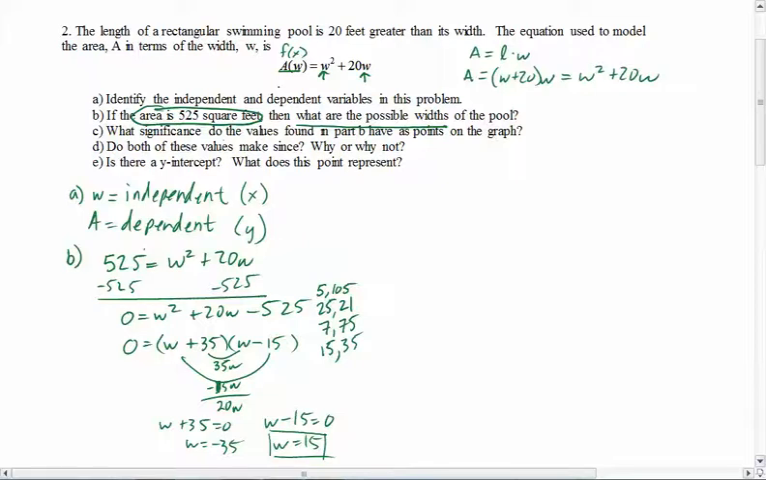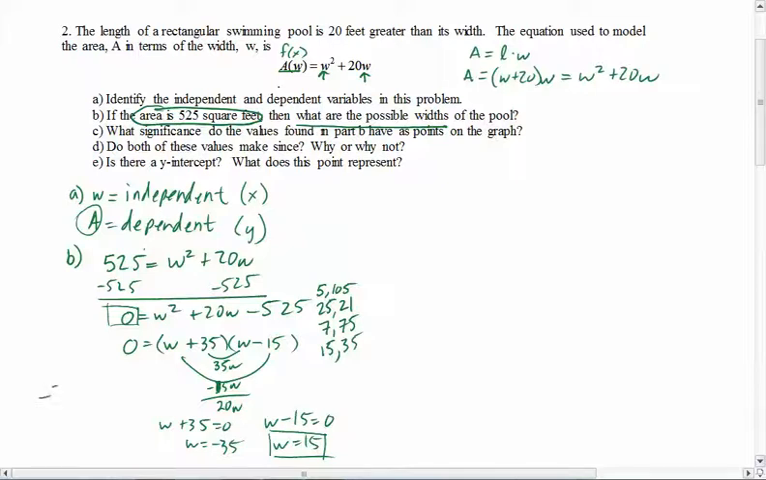Now, letter C says, what significance do the values in part B have as points on the graph? Well, once we moved it over, we could consider the fact that the y is equal to 525. These are actually both points on the graph. I wouldn't really call them the x-intercepts, because y, the area, was not actually 0. I would just say that they're 2 points on the graph, right?